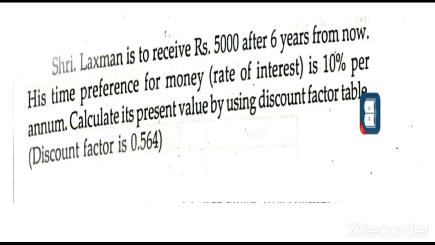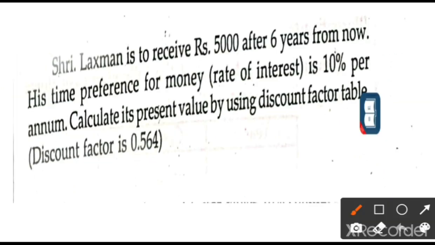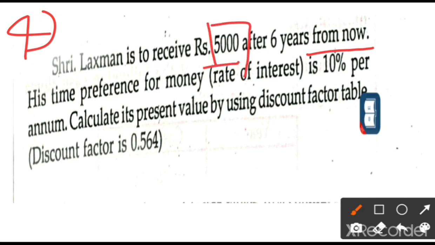Next problem. In problem number 4, what are they giving, what are they asking? Sri Lakshman is to receive rupees 5,000 after 6 years from now. From now means if he invested today, after 6 years he is going to receive 5,000 rupees. His time preference for money, the rate of interest, is 10% per annum. Calculate present value by using the discounting factor table. They have directly given the discount factor.